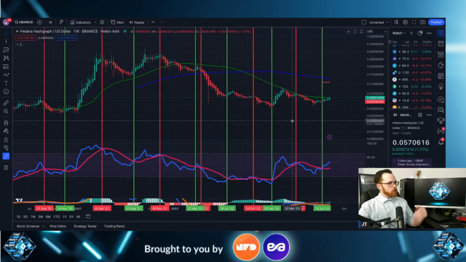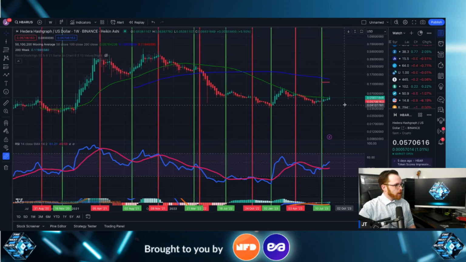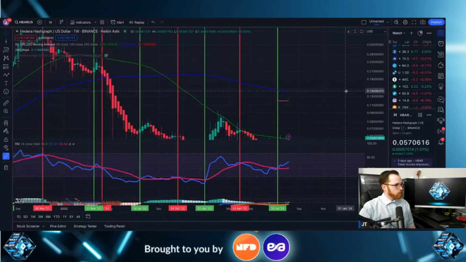In my opinion, just buying off of these crosses alone and ignoring all of the other noise has actually proven to be the most successful trading strategy I've found so far. Now, where's HBAR going to go? Who knows? I mean, we could take a look and we see that it has a lot of resistance.